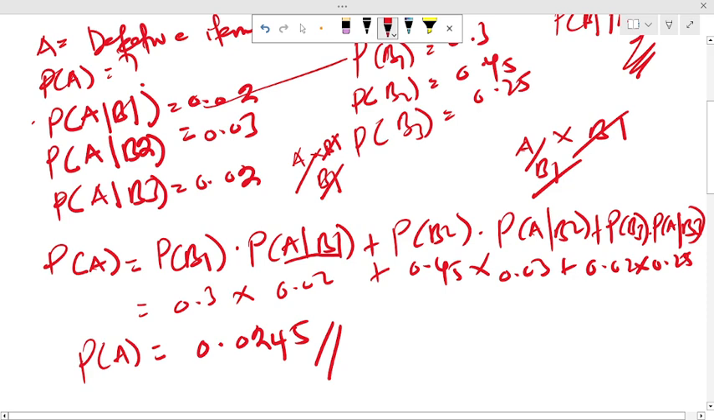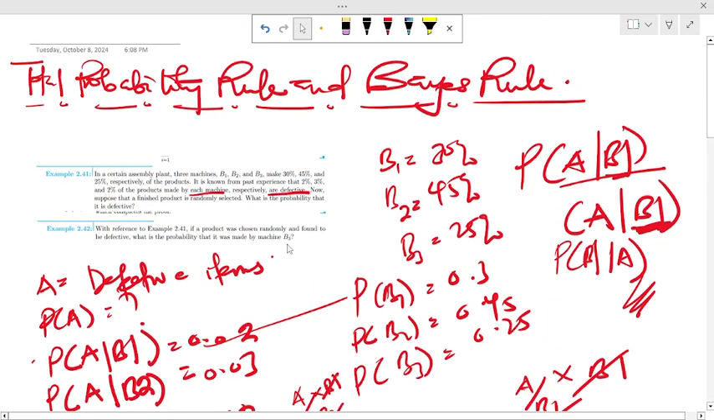Okay, so we have gotten the answer, right? This is the probability of obtaining a defective item. So we use the total probability rule to get this, right? Now the next question, with reference to this same example: if the product was chosen randomly and found to be defective, what is the probability that it is made from machine B?